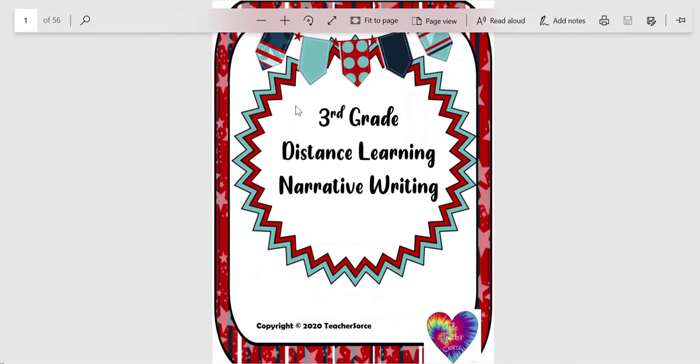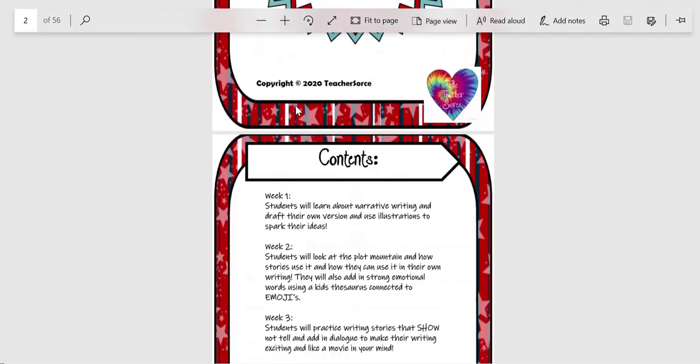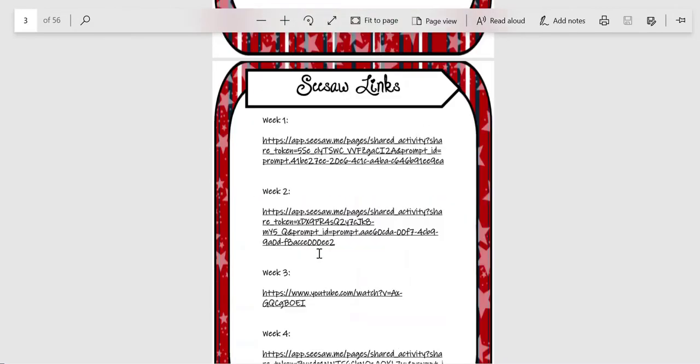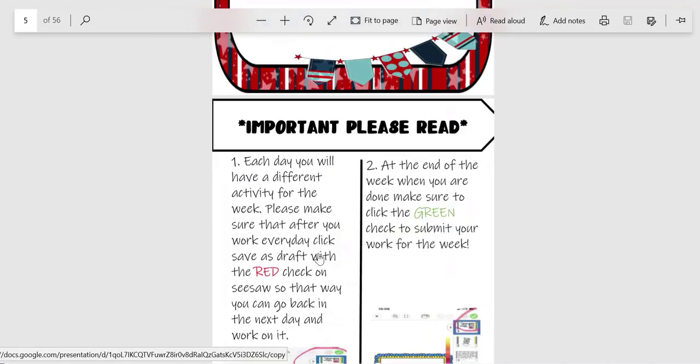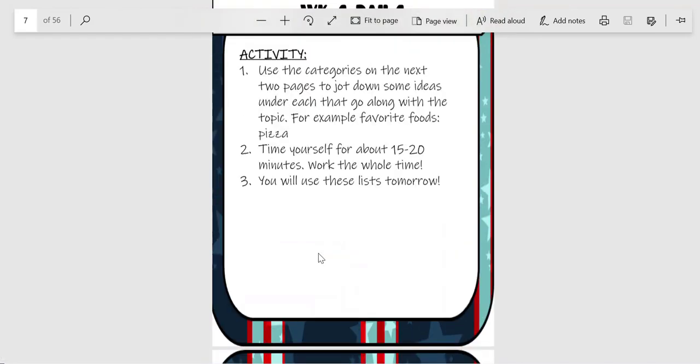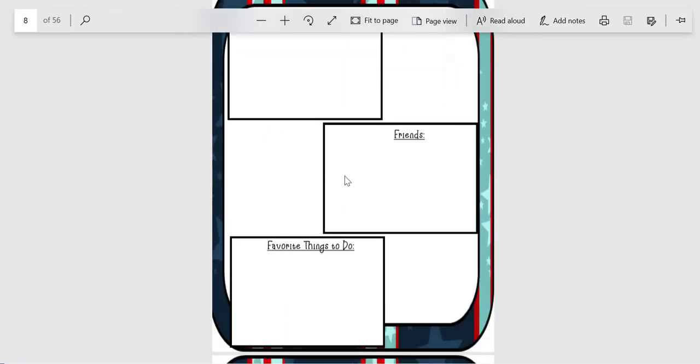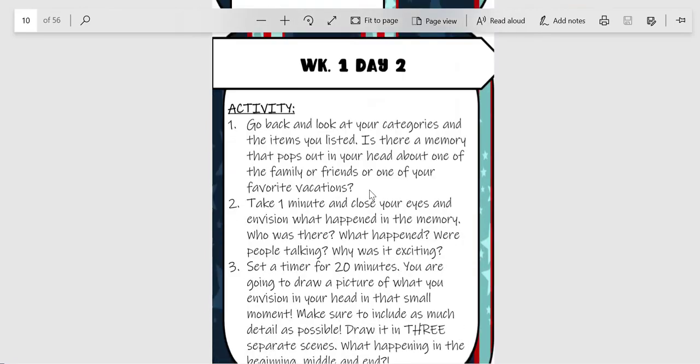Now the narrative writing unit. This one, we had a ton of success with this past year, utilizing these strategies. So again, all the weeks are laid out for you, all the Seesaw and Google links. And what this unit is doing is really having them brainstorm different things they could write about.